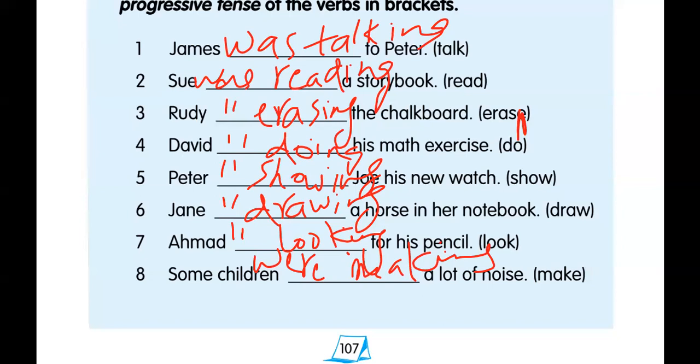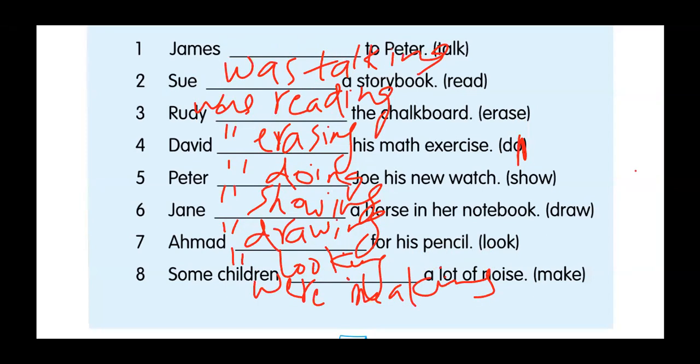Okay, Jazakallah khair. Yes, Sister Feroz, read these sentences once again. James was talking to Peter. Shui was reading a storybook. Rudy was erasing the chalkboard. David was doing his math exercise. Peter was showing Joe his new watch. Jane was drawing a horse in her notebook. Ahmed was looking for his pencil. Some children were making a lot of noise. Okay, Jazakallah khair. Now let's proceed.